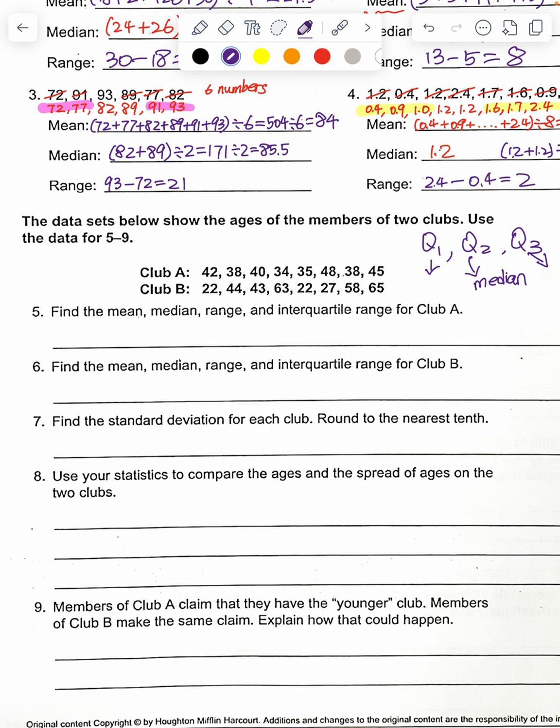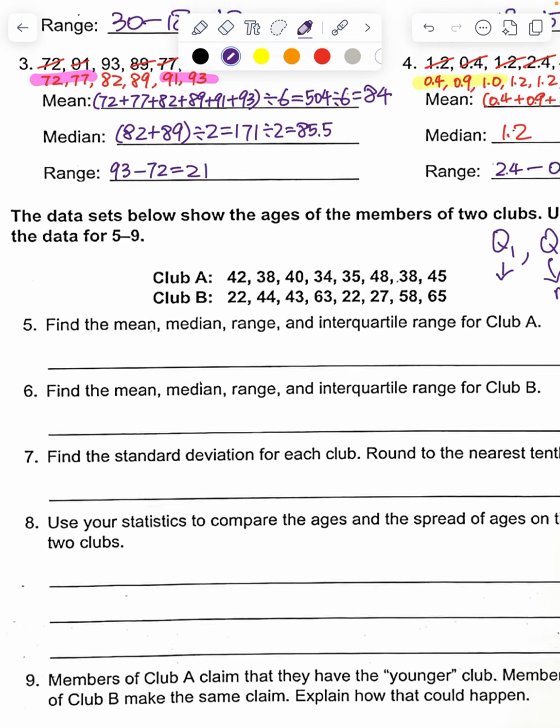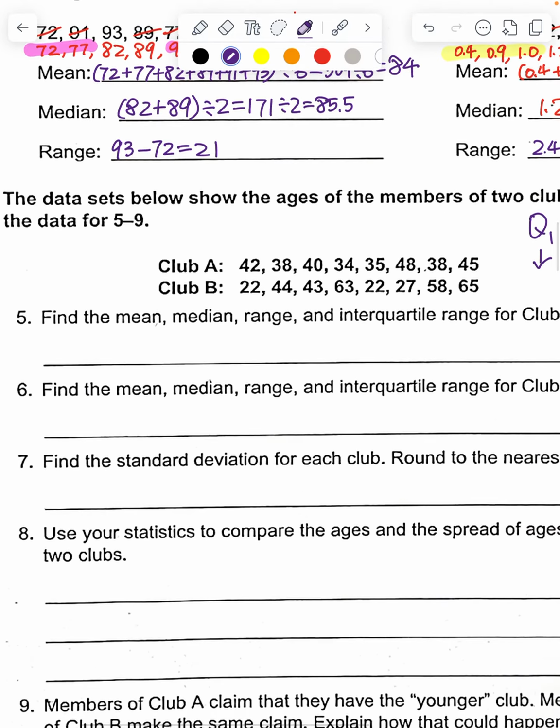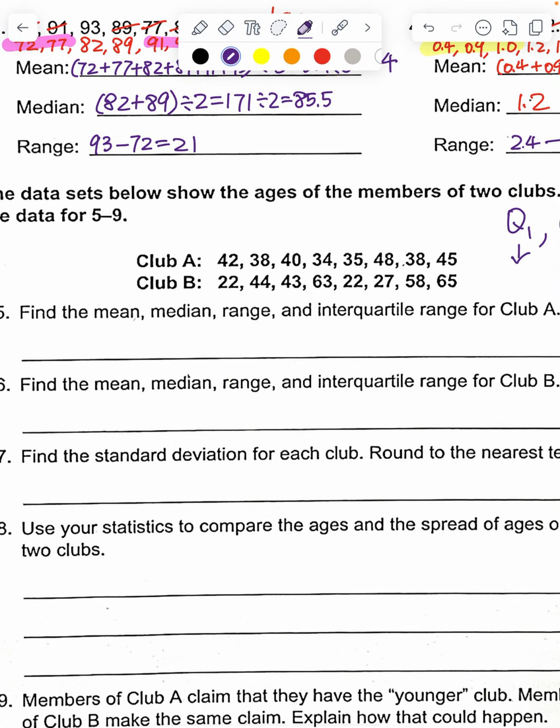Okay, let's do the first one, club A, number 5. So find the mean. For the mean, we're going to add all the numbers together. How many numbers? 1, 2, 3, 4, 5, 6, 7, 8 numbers. So we have to write them from small to big. So 40 is the smallest one. So 40. And the next one, 42.